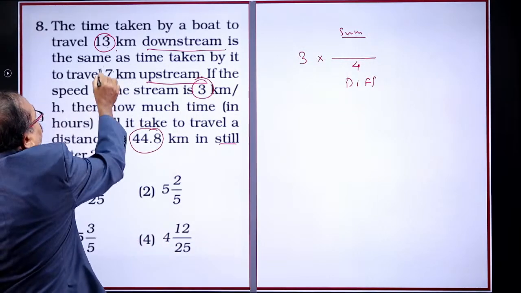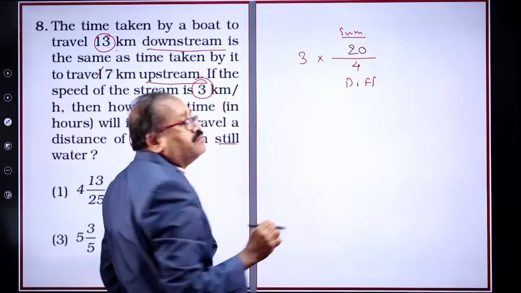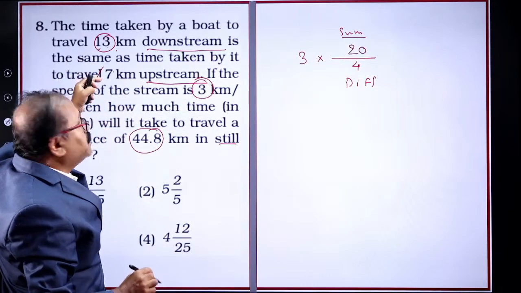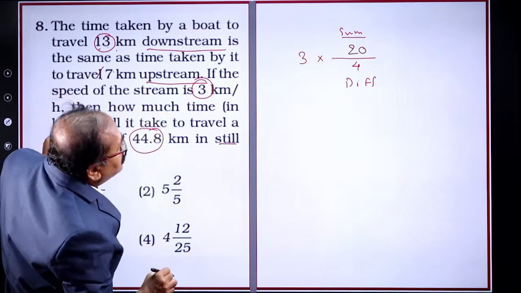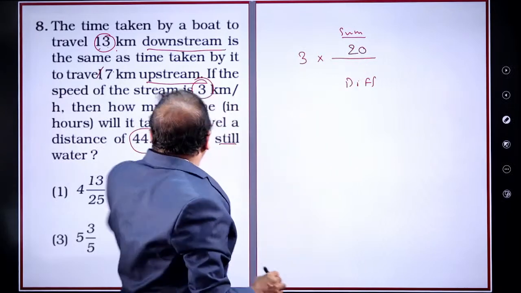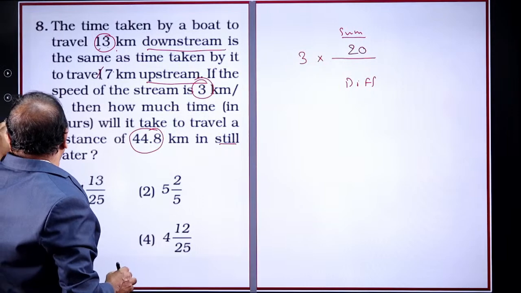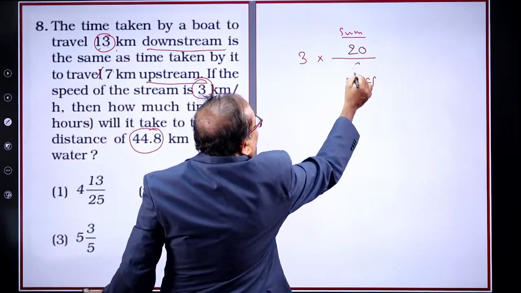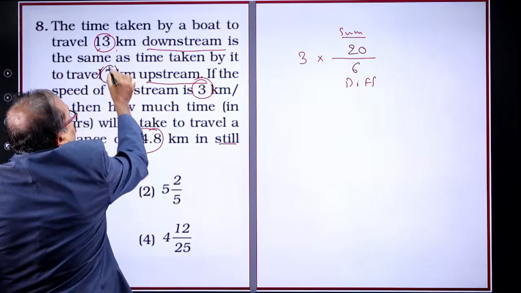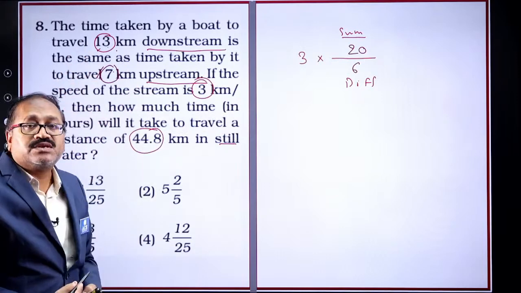So 13 plus 7 is 20. I will get the 20 over here. That is the sum. And what is the difference between the distances? 13 minus 7 is 6. So in the denominator, you are going to write 6 here. Let's write down the 6 and see how easy you will be able to answer it, my friends. What is 20? Sum of the distance covered. What is 6? The difference of the distance covered.